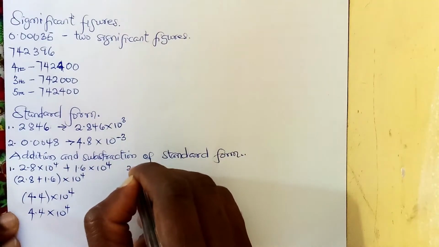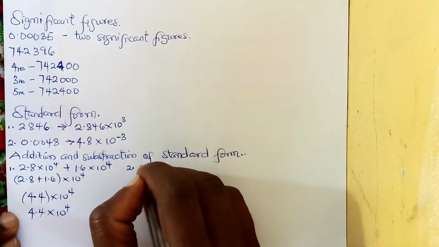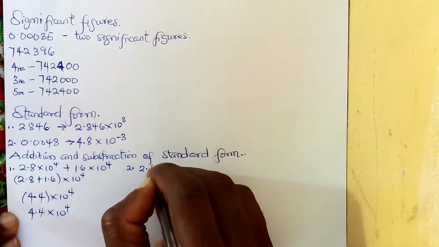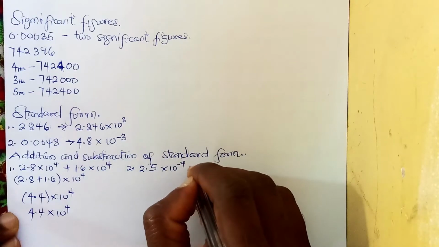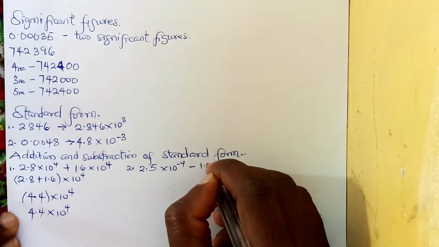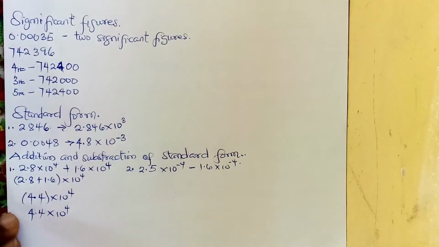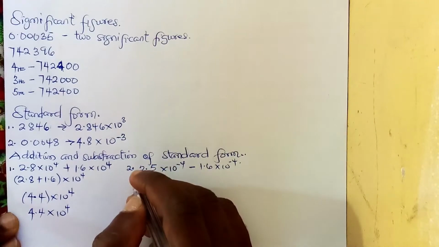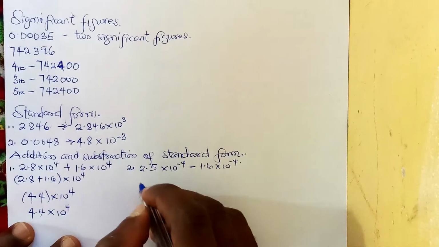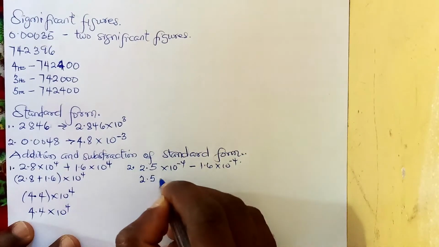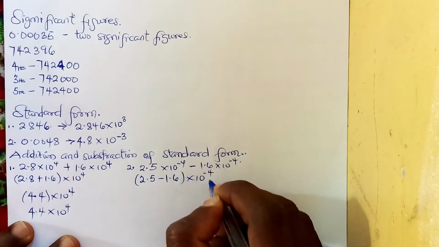Example 2. We have 2.5 times 10 raised to the power minus 4 minus 1.6 times 10 raised to the power minus 4. Just as I said for the addition, so it applies to the subtraction. So we group them. That's 2.5 minus 1.6 times 10 raised to the power minus 4.